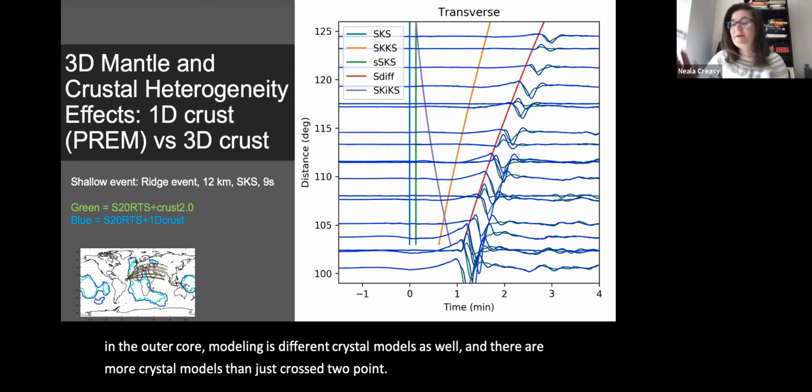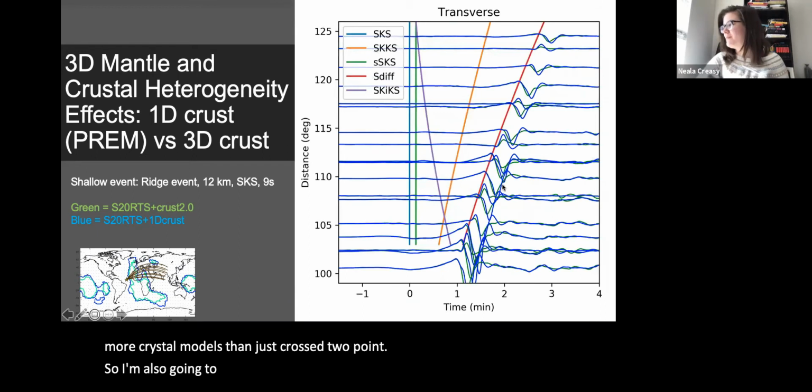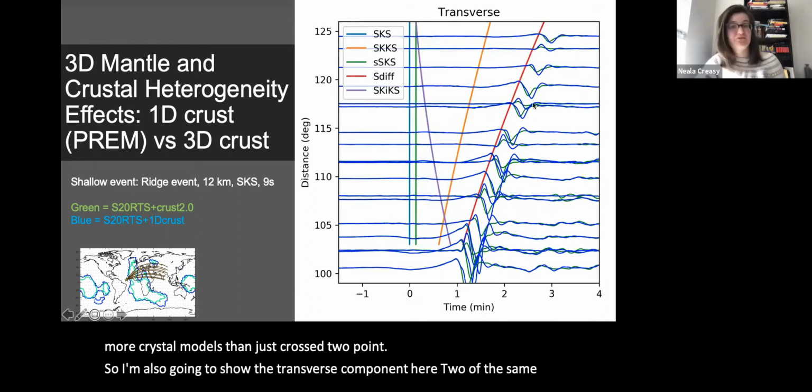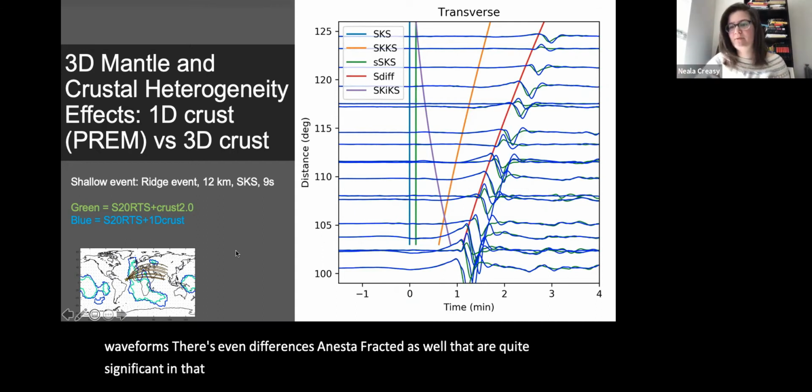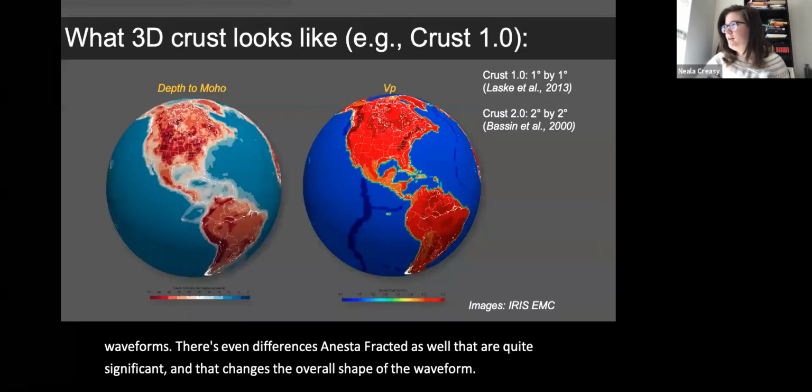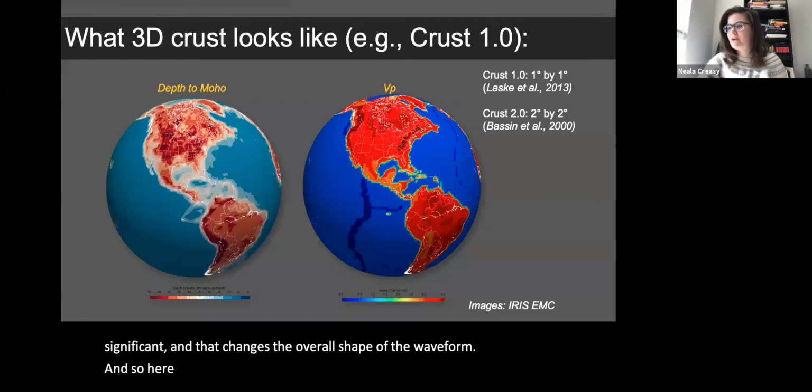I'm also going to show the transverse component of the same waveforms. There are even differences in S diffracted that are quite significant, and that changes the overall shape of the waveform. And so here is what the 3D crust looks like.